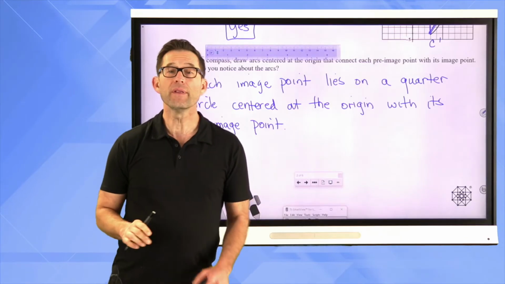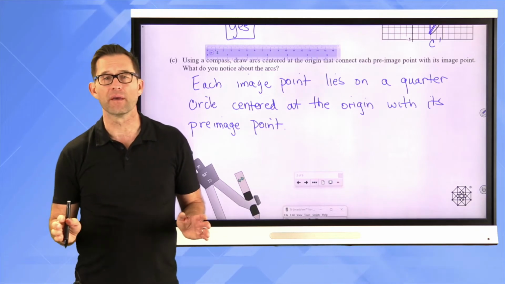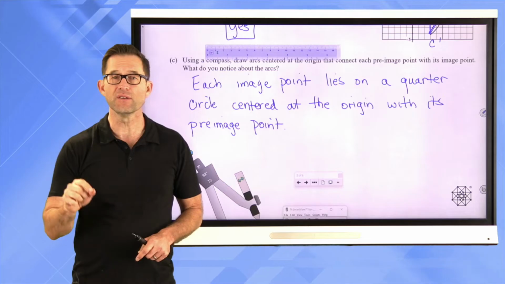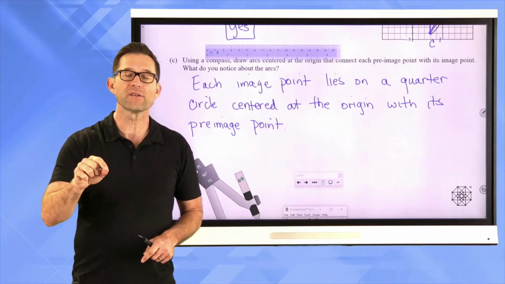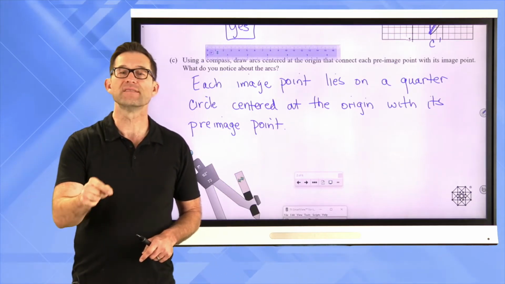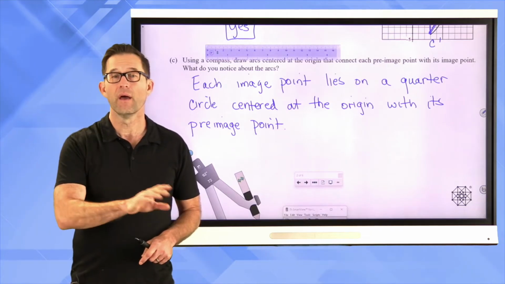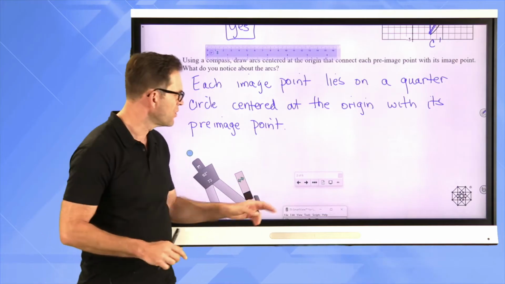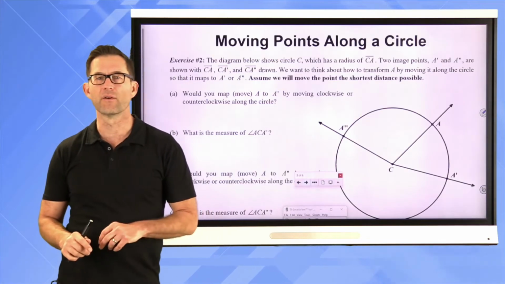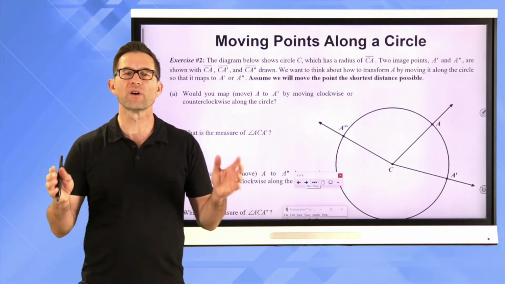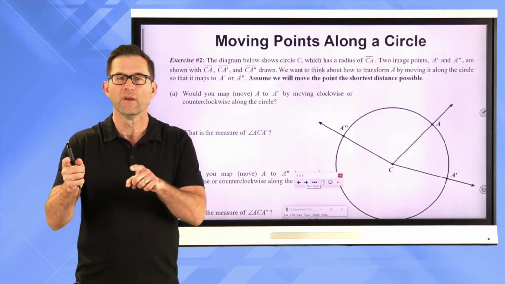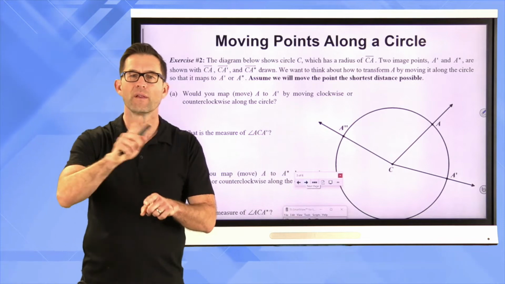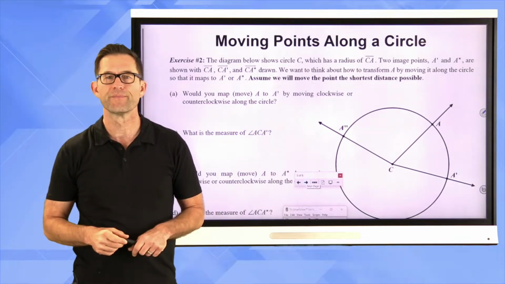All right. And really the most important thing isn't about it being a quarter circle. The most important thing is that each one of these points, each image point, lies on the same circle as its pre-image point, a circle that in this case is centered at the origin. So let's get into what we're really looking at here, which are moving points along a circle. Transforming points where we move them along a circle. Let's take a look at exercise number 2.